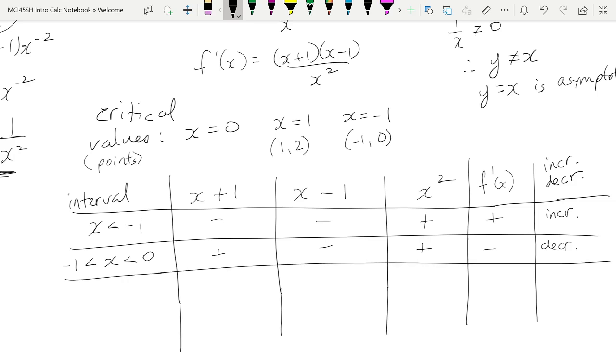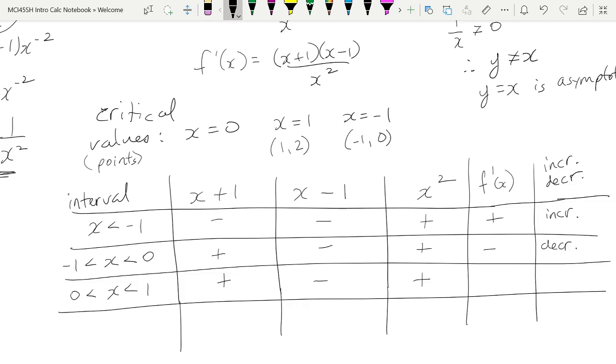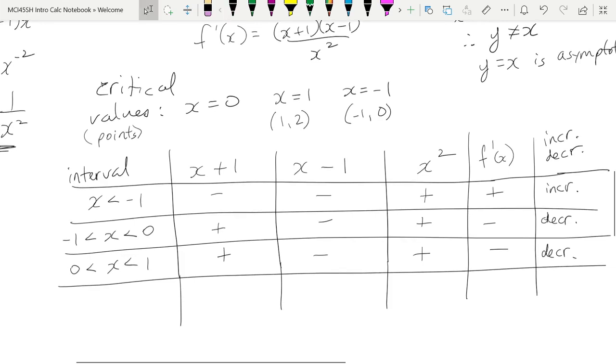Next interval. What happens when I'm between 0 and 1? Okay, so between 0 and 1, so that's a positive. That's a negative. Still positive. And we're a positive times a negative times a positive is negative. Hold the phone. We're decreasing again. We warned you in the notes earlier that this might happen. There's no change, so this can't be a local maximum or minimum. Okay, anyway, let's finish it off.